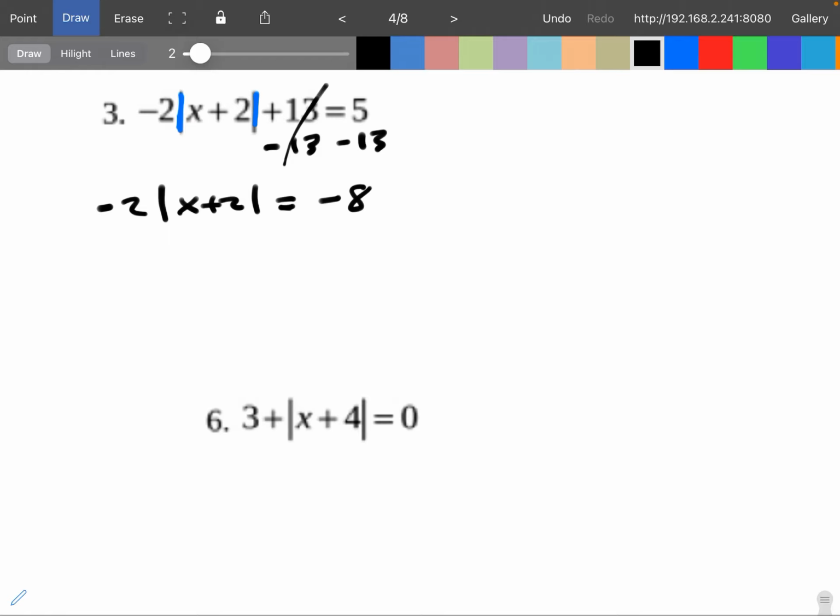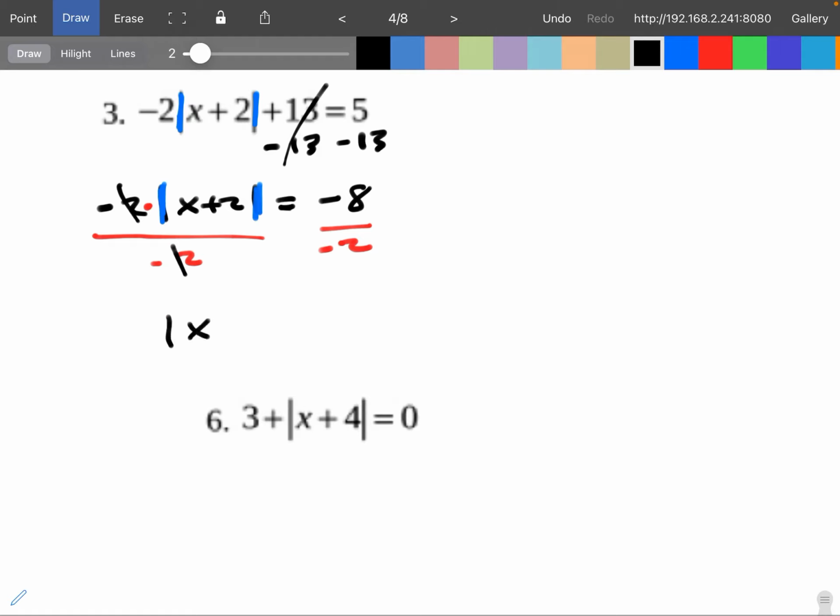What's that? -8, good. Now, is the absolute value, again, is that alone? Is this alone over here on the left-hand side? No, what do we got to do? How do we get rid of that -2? Yeah. It's a multiplication right there, right? So the opposite of multiplying by -2 would be divide both sides by -2. So we're going to divide the left side by -2, and we're going to divide the right side by -2.